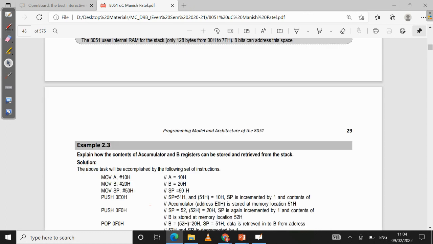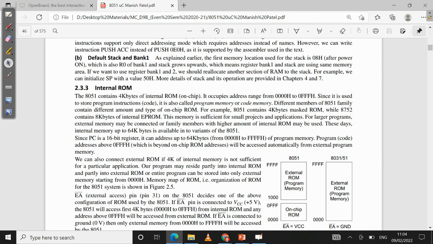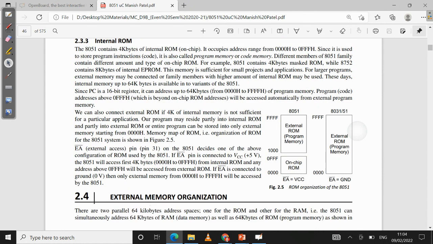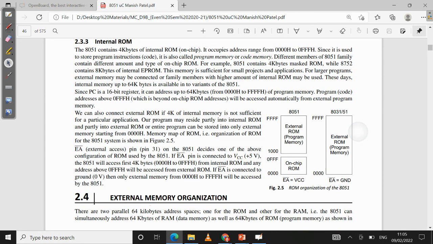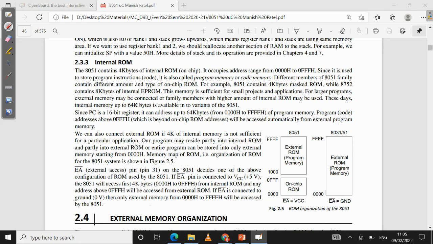Okay, now this is important. After this I'm going to end up. Please pay attention now. So you know that you have an internal ROM which is of the size of 4K. That means to access the memory address of the internal ROM, you have to go from 000 to 0FFFH.